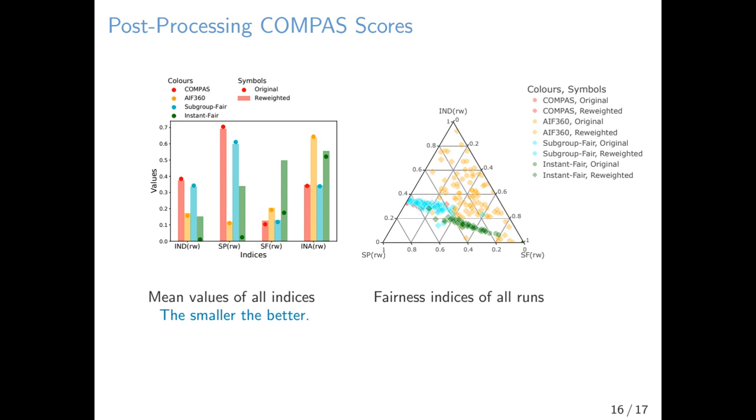The 3 post-process methods: subgroup fair, instant fair, AIF360. For 50 rounds, the outputs are compared with the original COMPAS score. And the left plot shows the mean value of all performance indices associated with output from full models. The right plot gives the fairness matrices of all experimental rounds. And we can see that the blue model improved fairness while maintaining the same level of accuracy as the original COMPAS score, and the yellow method also improved fairness, but at a very high expense of accuracy.